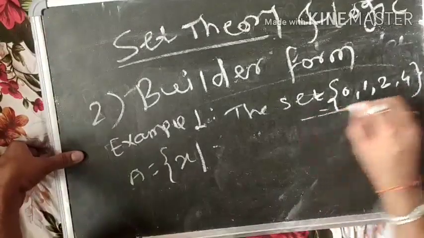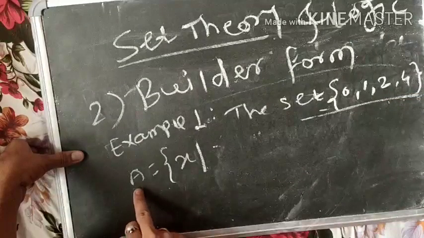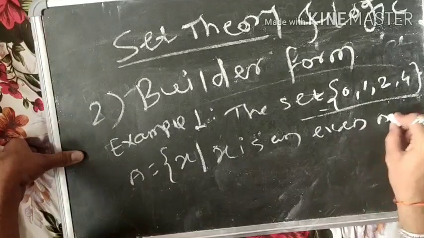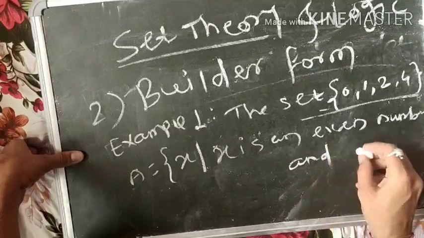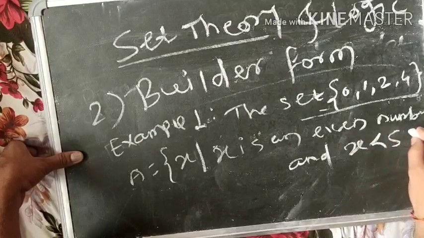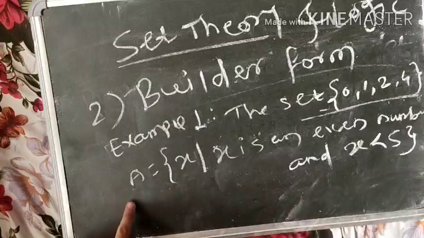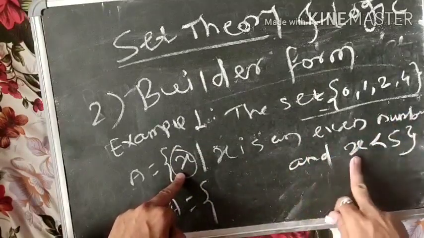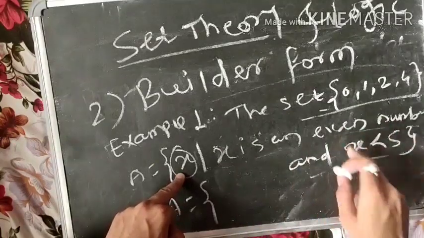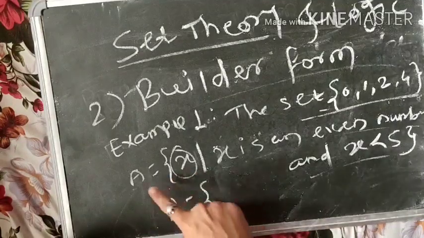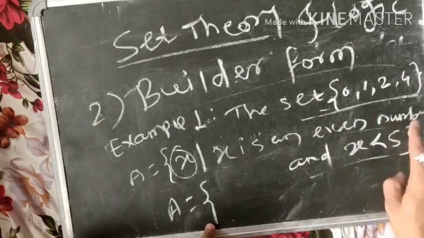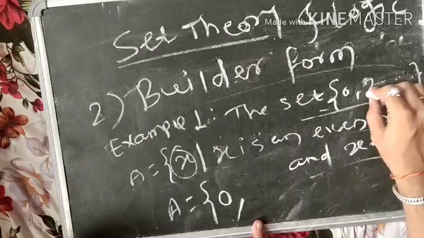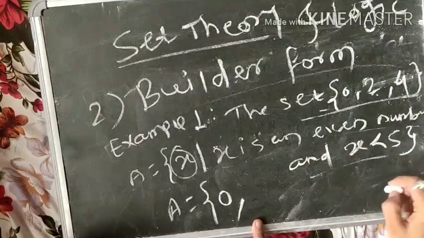So how do we represent this tabular form in builder form? The set A contains elements x such that x is an even number and x is less than 5. The set A contains x if the element x satisfies both conditions: x is an even number and x is less than 5. The elements which satisfy both conditions are included in set A. First, 0 is an even number and also less than 5, so 0. Next, 1 is odd.